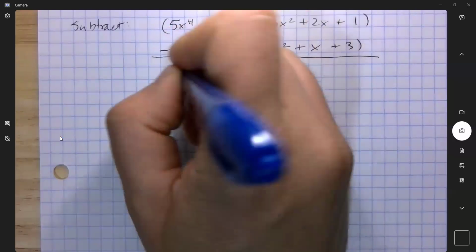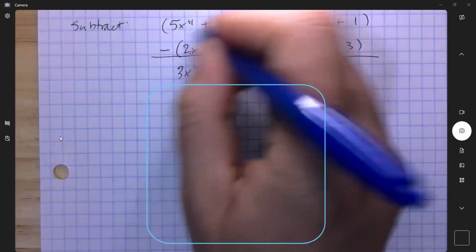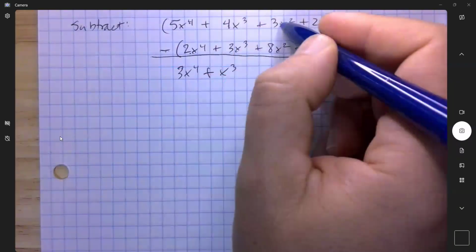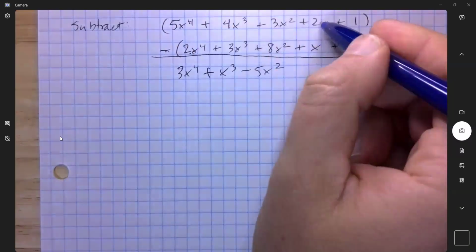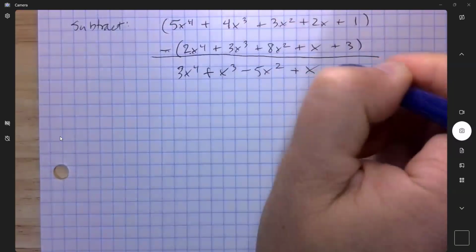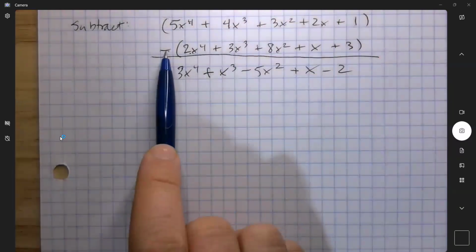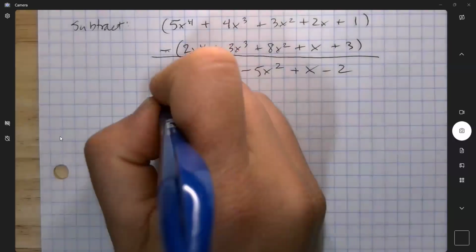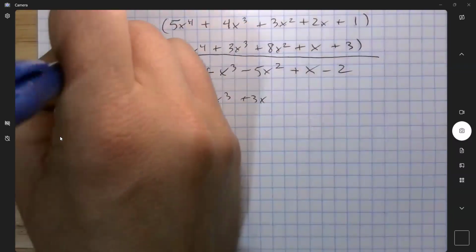5x to the fourth minus 2x to the fourth is 3x to the fourth. 4x cubed minus 3x cubed gives me an x cubed. 3x squared minus 8x squared gives me -5x squared. 2x minus x gives me positive x, and 1 minus 3 gives me a -2. So you can just move that negative through as you go. So that's option 1.